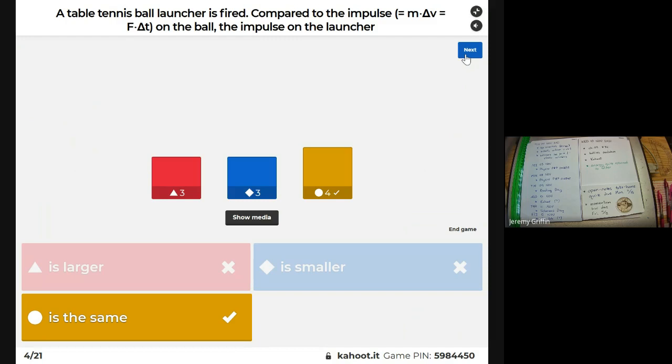It is the same, right? So if it's the same force for the same time interval, then yeah, the impulse has to be the same. That's to say that whatever the mass times velocity of the ball is sent off in one direction, the mass times velocity of the launcher is sent off in the other direction.